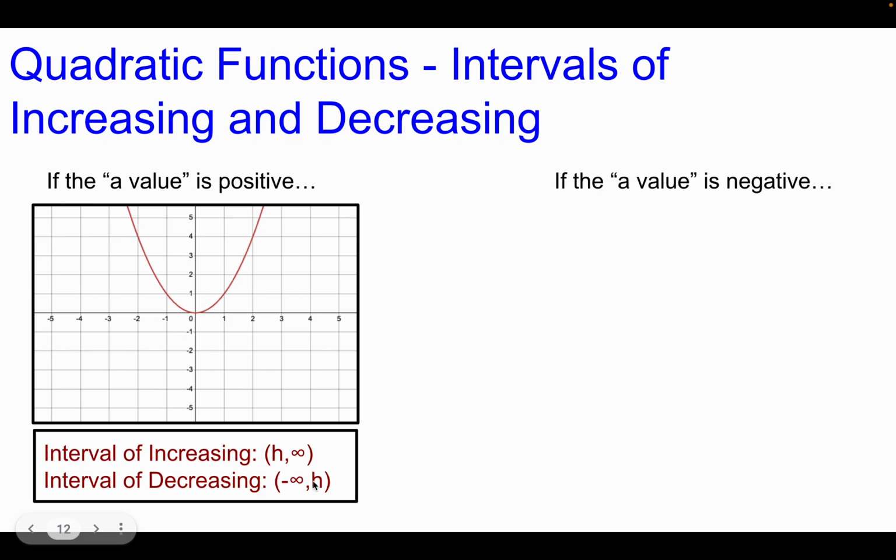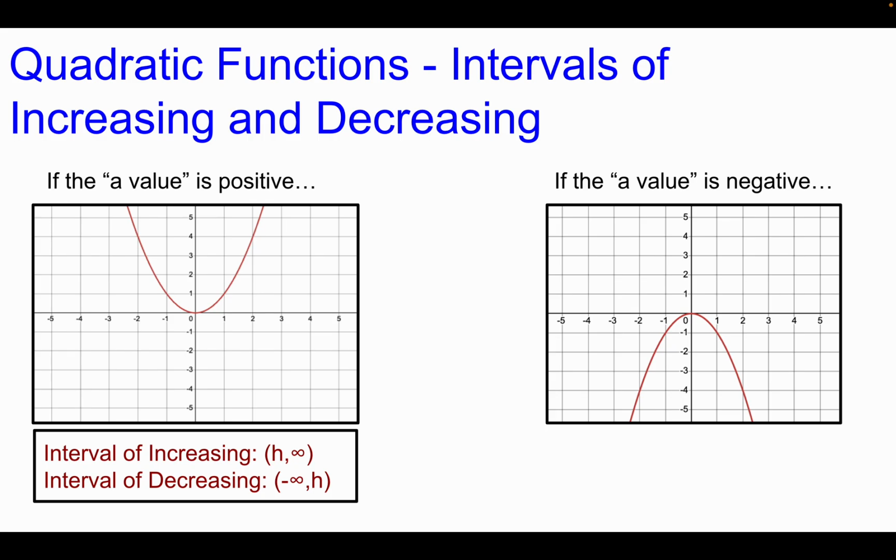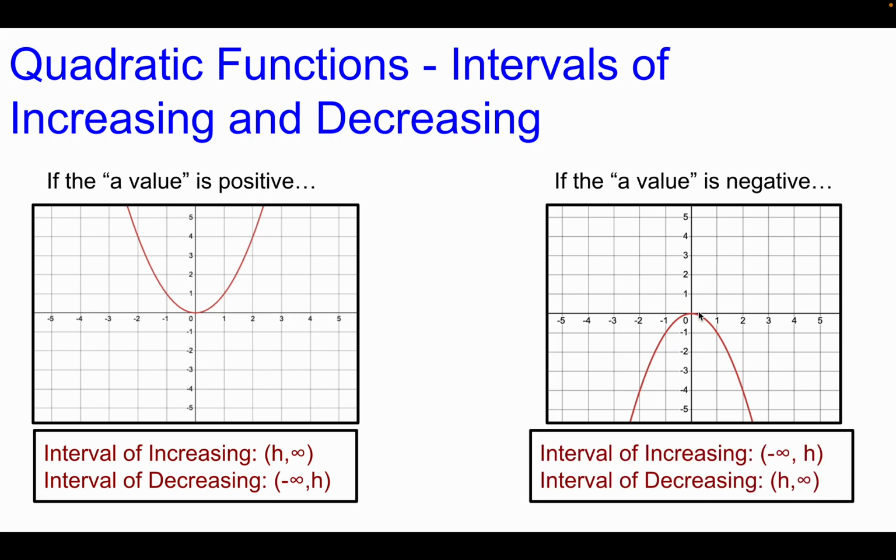And then if the a value is negative, well, everything's just going to be opposite because the U-shape is going to be upside down. So it will be increasing from negative infinity all the way to h, and then after h, it's going to be decreasing.